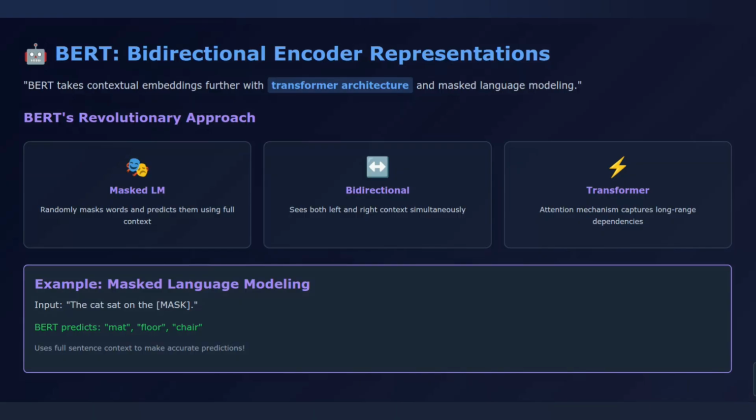For example, if we give BERT the sentence, "The cat sat on the mask," it uses the entire sentence context to predict likely words like mat, floor, chair with remarkable accuracy. BERT embeddings are truly dynamic and have become the foundation for state-of-the-art performance across virtually all NLP tasks.